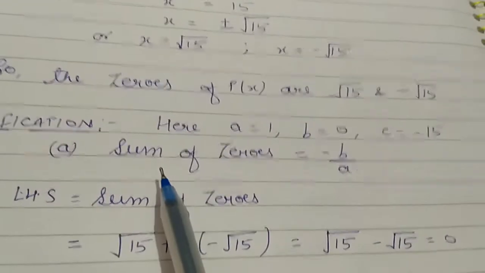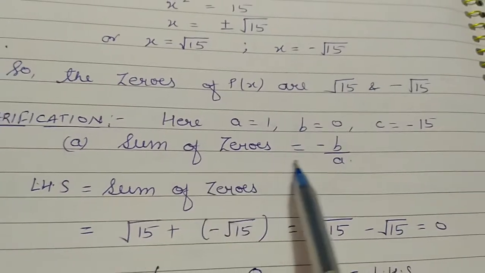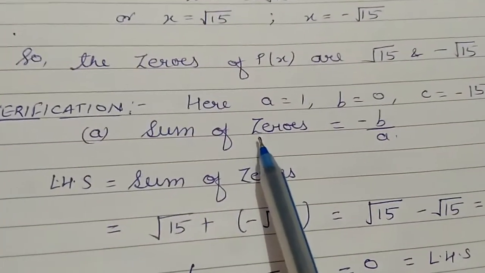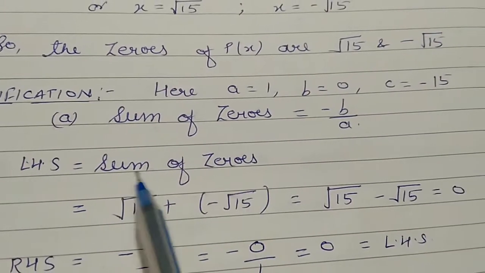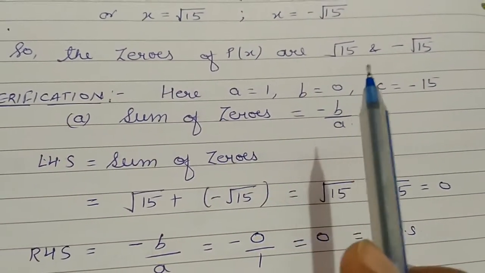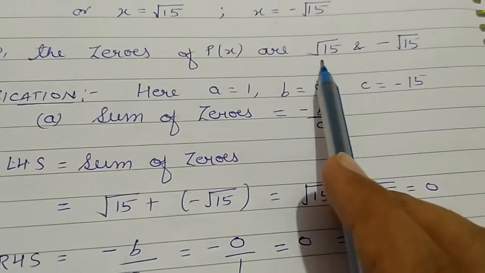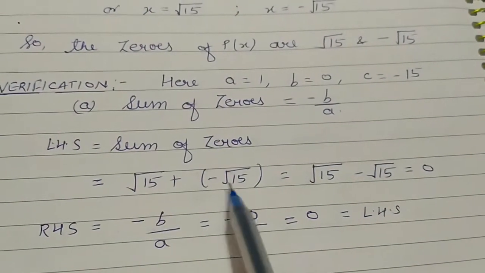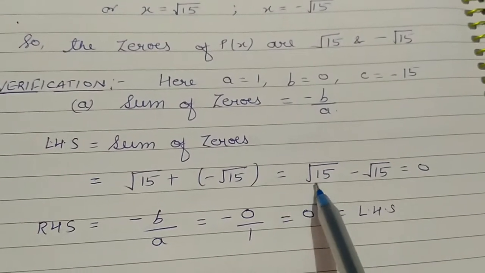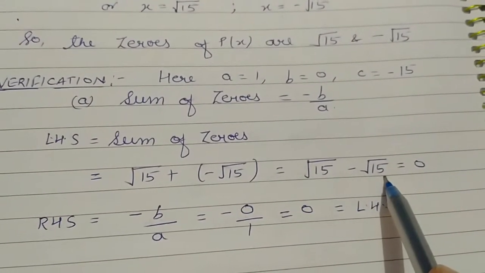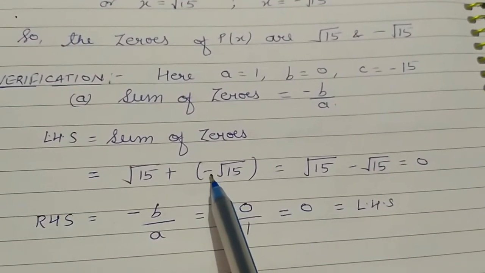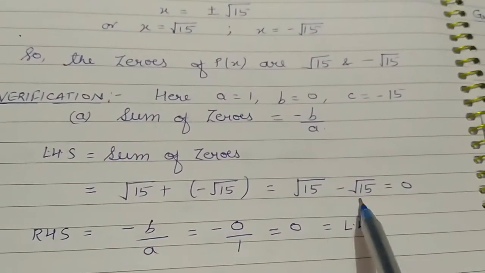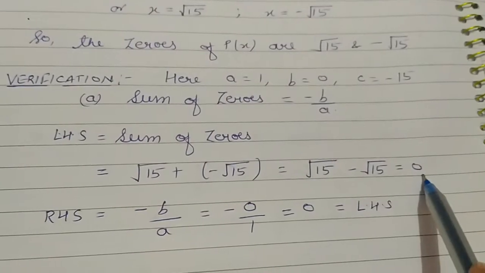In the first relation we have to prove sum of zeros is equal to minus b by a. So the left hand side of this relation is sum of zeros. That means we have to add the zeros we obtained here. So the sum of these two zeros is root 15 minus root 15, as plus minus is minus, and the solution of this term is equal to 0.